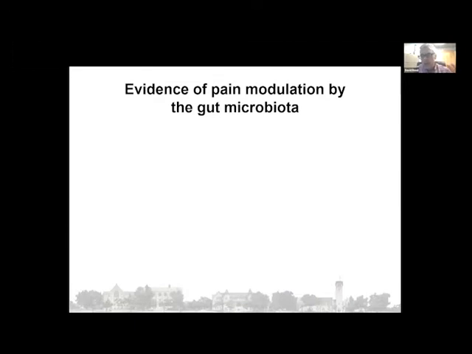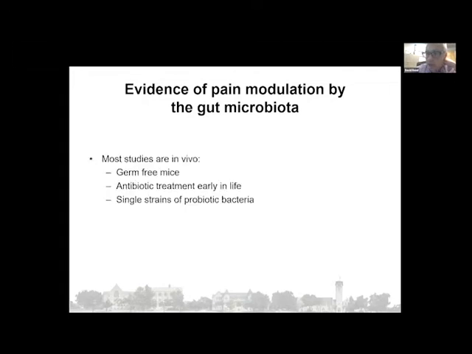When we look at a lot of the evidence that's been generated in regards to the microbiota modulating pain, most of the studies in the past have been in vivo, either in germ-free mice, which I've shown you, or antibiotic treatment early in life, or even using single strains of probiotic bacteria. But there's been a shortage of evidence of direct microbe to neuron communication.